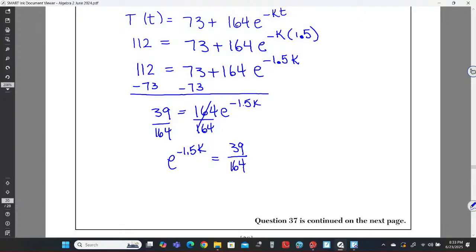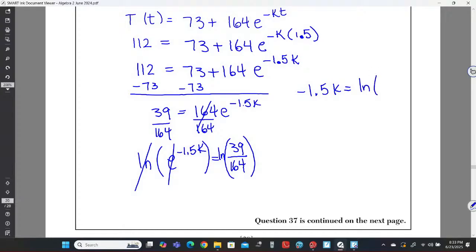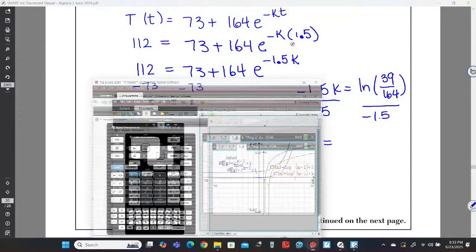Just like that part 2 problem, I would suggest not evaluating that fraction. Take the natural logarithm of both sides. That cancels the e out. We get negative 1.5k equals the ln of 39 divided by 164. And then divide by negative 1.5 on both sides. And let's do that real quick on the calculator.